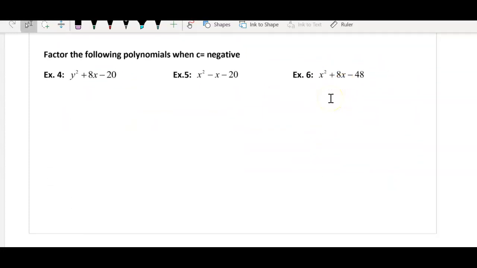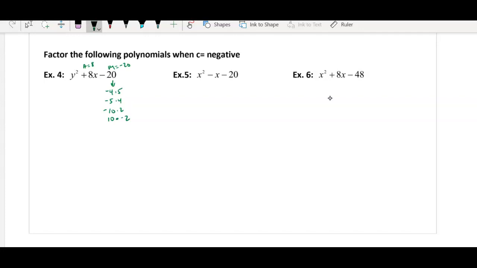So what happens if c is negative? What multiplies to give me negative 20 and adds up to 8? The number one thing you have to keep in mind here is if you have to multiply to get a negative, you know your signs have to be different. Meaning, the numbers that give me negative 20 would be something like negative 4 and 5, negative 5 and 4, negative 10 and 2, 10 and negative 2.